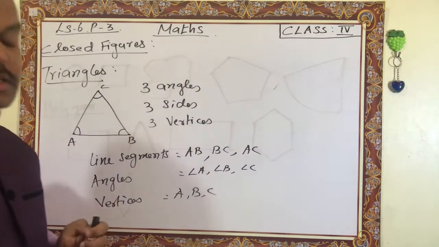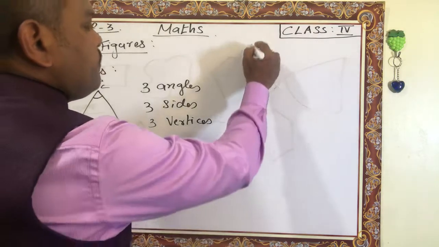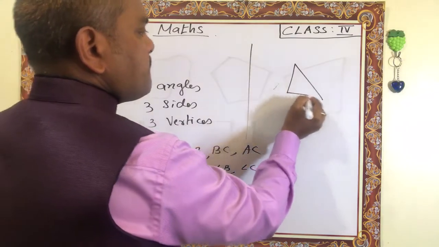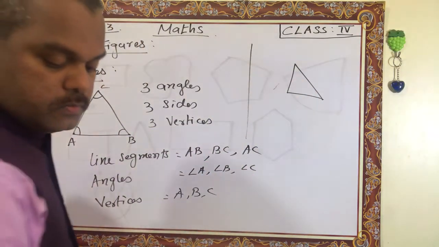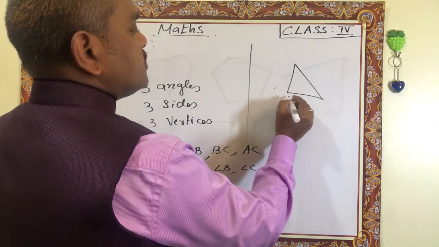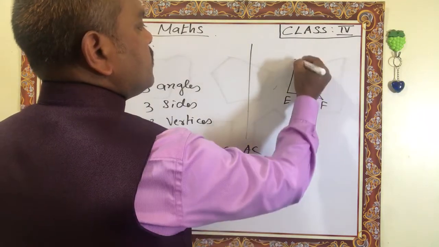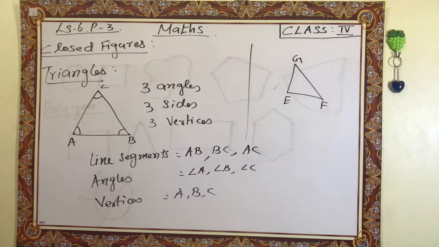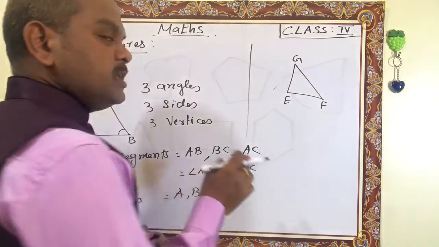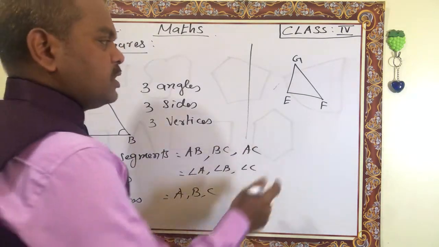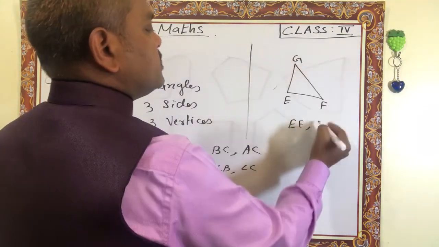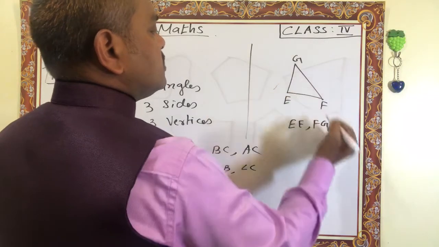From your book, exercise 6.4. See, this is one triangle, EFG. Name the segments, vertices and angles of the triangles given below. Segments means line segments. What are the line segments? EF, FG, GE.